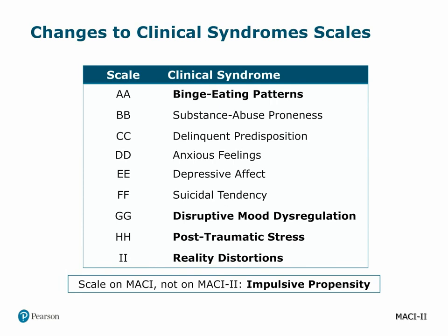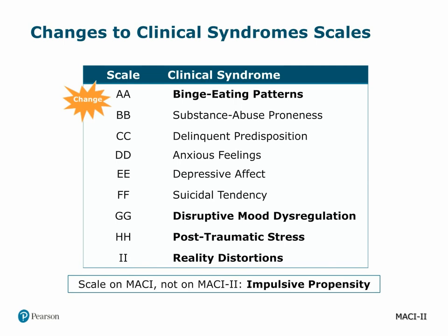Compared to the MACI, there are several changes to the clinical syndrome scales for the MACI-II. The name for scale AA was changed from eating dysfunctions on MACI to binge eating patterns on MACI-II. Items assessing anorexia symptoms were removed, and the scale is now focused on binge and overeating and bulimic symptoms.